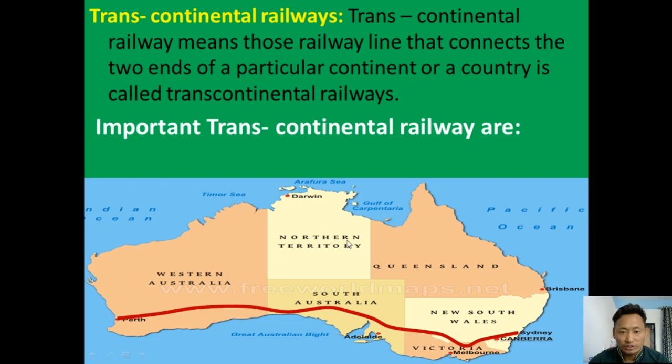If we look at this image, this is the political map of Australia. This red line shows a railway line in Australia. That railway line runs from one end point of Australia to another end point. Such long distance railway lines in the world are called transcontinental railways. These lines move from one end point of a continent to another. In this chapter, we are going to learn about some of the important long distance railways. These railway lines or services are called transcontinental railways.